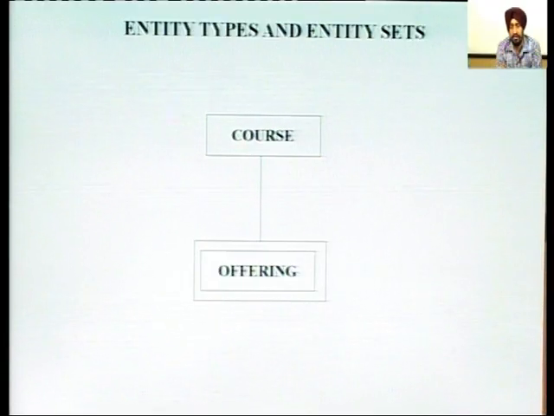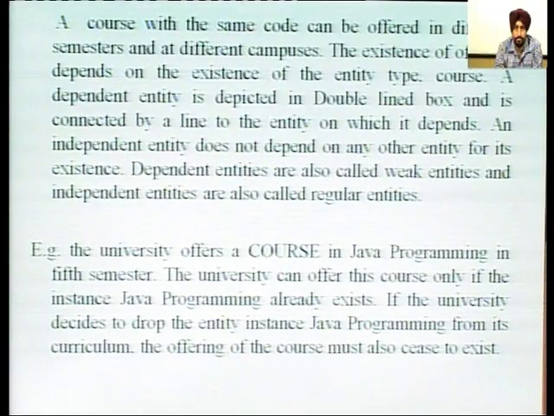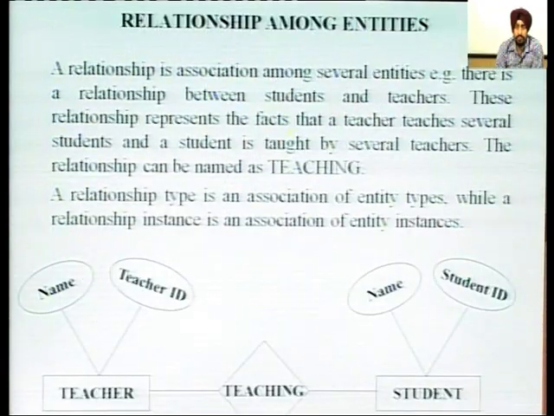The double rectangular box shows the weak entity type. If a university offers a course in Java programming in the 5th semester, the university can offer this course only if the instance Java programming already exists. If the university decides to drop the entity instance Java programming from its curriculum, the offering of the course must also cease to exist. This is the relationship among the entities.